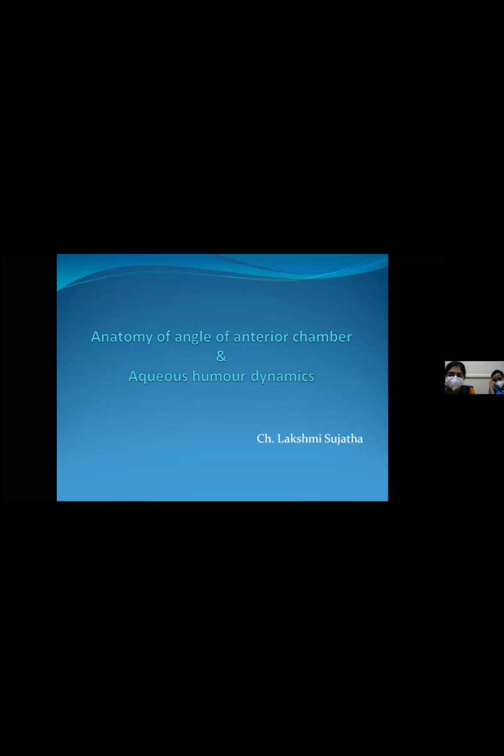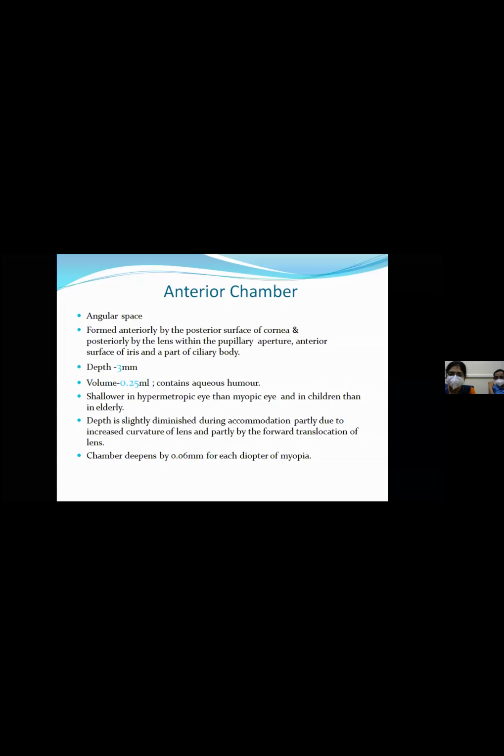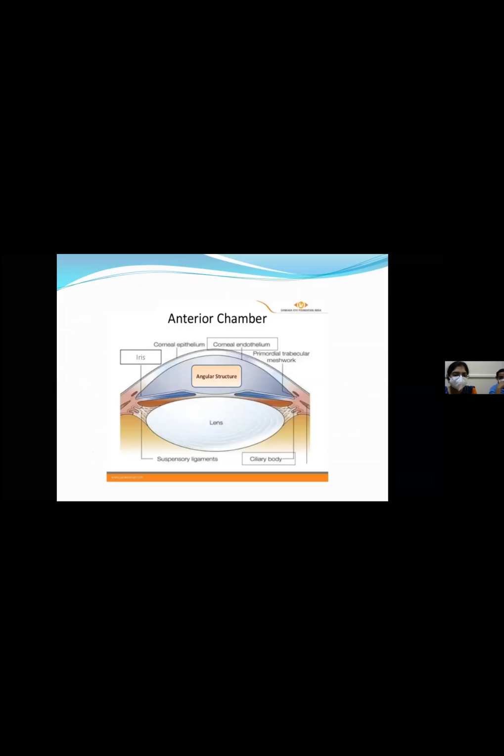I'm Sujata, and today I'll be talking about anatomy of the angle of the anterior chamber and aqueous humor dynamics. First, the anterior chamber is an angular space formed anteriorly by the posterior surface of the cornea and posteriorly by the lens within the pupillary aperture, the root of the iris, and a part of the ciliary body. The depth of the anterior chamber in the center is 3 mm and it holds about 0.25 ml of aqueous humor.